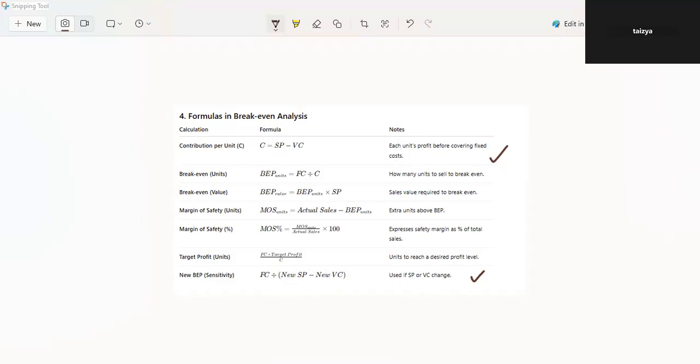Just a question. Yes, please. Why are they calculated in units? Like the break-even points, they are calculated in units. Break-even points are calculated both in units and in value.